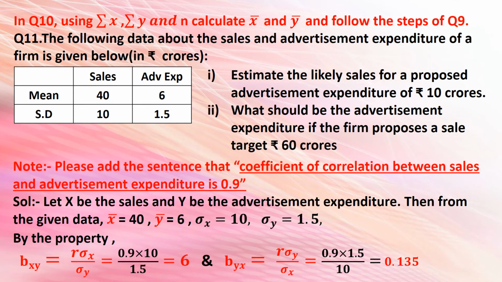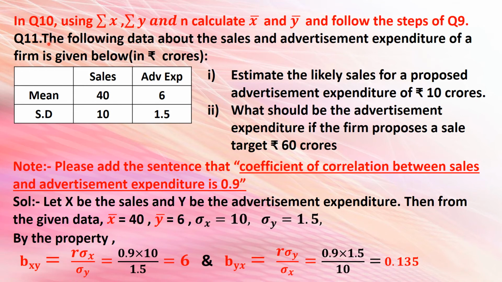Now in question number 10, using sigma x and sigma y and n, you can calculate x bar and y bar using the formula. x bar is equal to sigma x upon n and y bar is equal to sigma y upon n, and you will get x bar, y bar. Then you can follow the steps of question number 9.